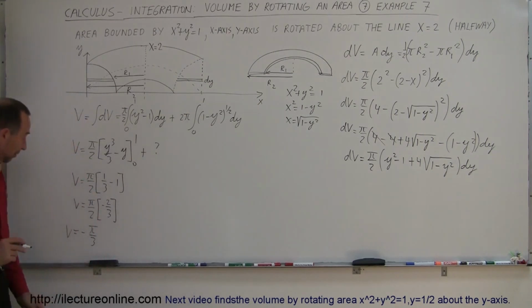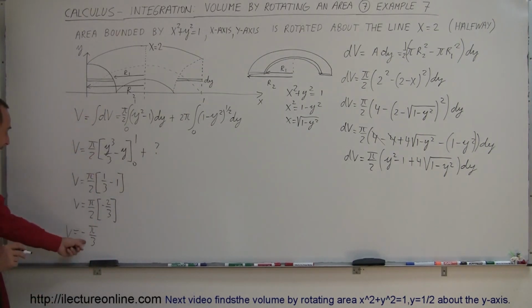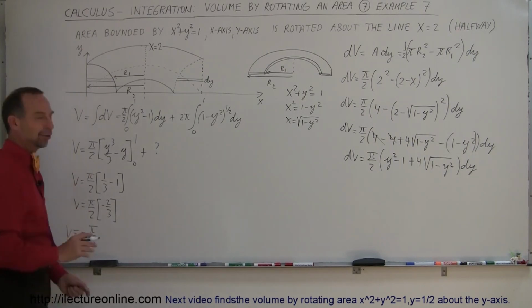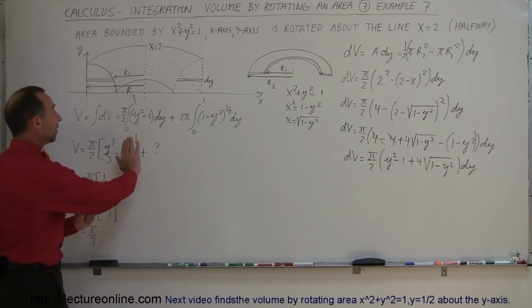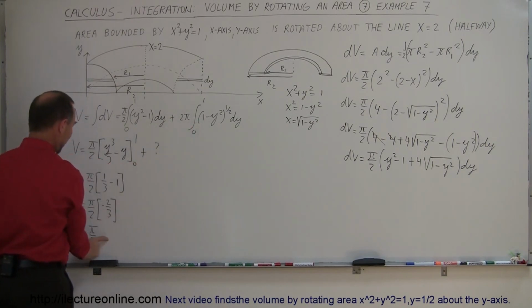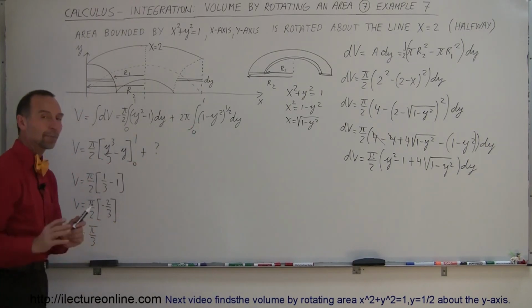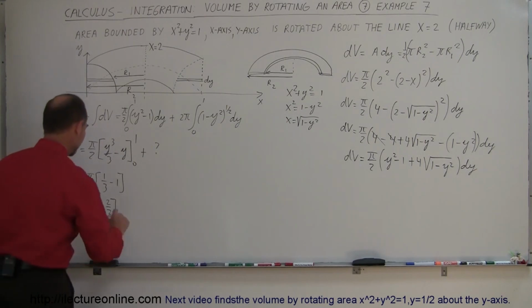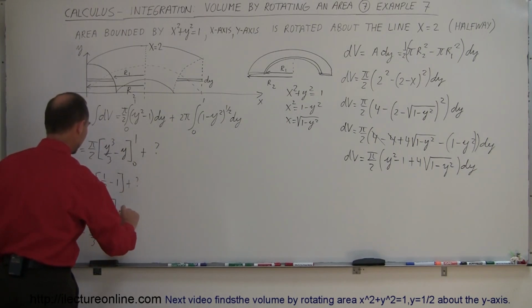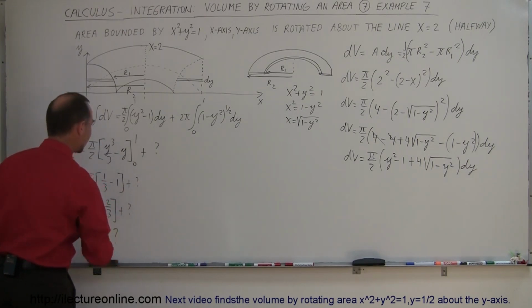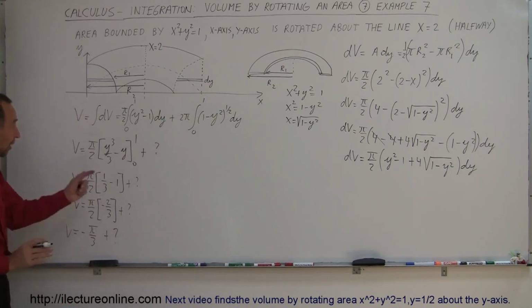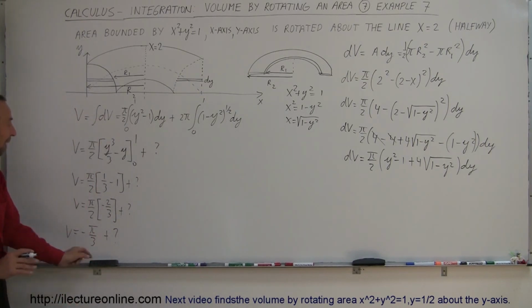Let me get out of your way so you can see what I just did. I simply simplified that and ended up with a negative portion. Of course, you know the volume is not going to be negative. This other portion will be much bigger than minus pi over 3, so you'll get a total positive value for the volume. But the question is, what is the second part of the integral? We'll get to that in just a moment. So far, this part is done. We got minus pi over 3.